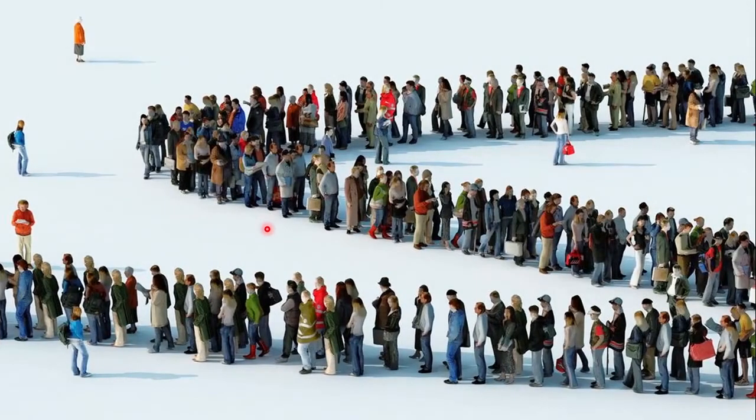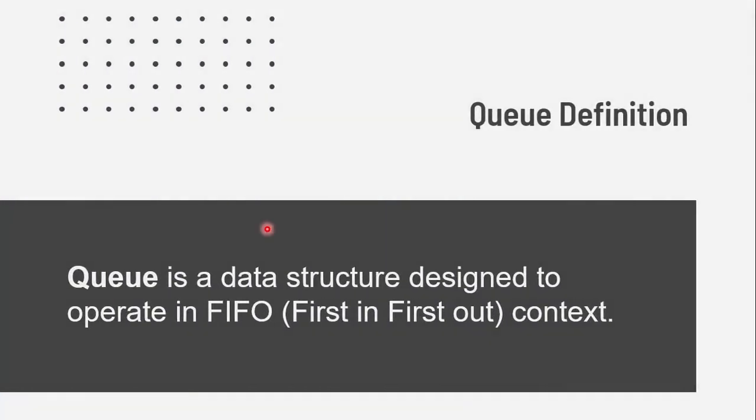Okay, so when you ask someone about queue, they would probably picture something like this. Maybe you're queuing for your food or for your ticket. That's queuing in our daily life. So what about queue in computer science? In computer science, queue is a data structure designed to operate in a first in, first out context. This means that the first element that is inserted will be deleted first, similar to how the front person in a queue will get their order first.